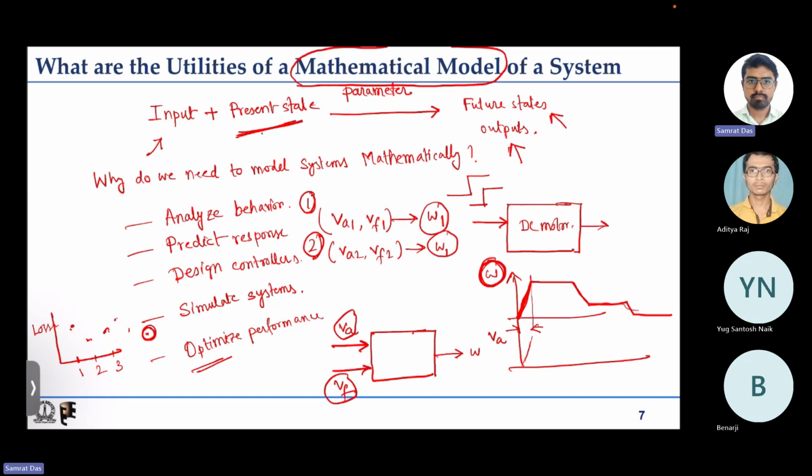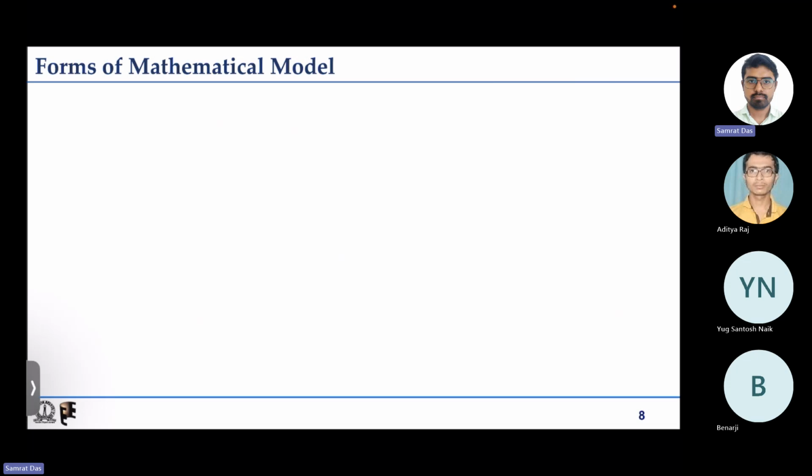So with the knowledge of the mathematical model, we are able to optimize the performance of the system also. So these are the major utilities of having a mathematical model. Like, we'll be able to analyze the behavior, I have already discussed, predict response, design controllers, simulate systems, and optimize performance. So these are the major utilities of having a mathematical model of a system. Now this is the last point with which we'll close.